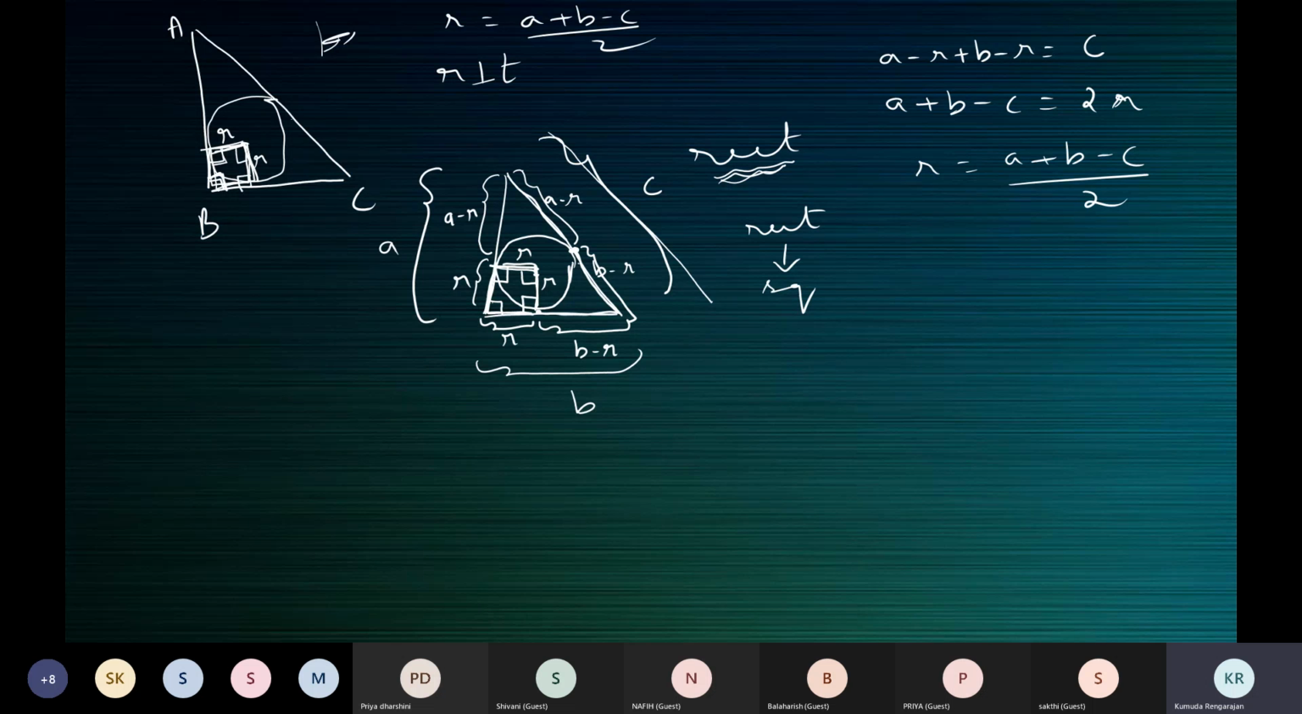Now how do you understand A plus B minus C by 2? Sum of the legs minus hypotenuse by 2. Don't just remember A plus B minus C by 2, but you need to know what A, B and C mean. A and B are the legs. C is the hypotenuse. So the inradius is equal to the sum of the legs minus hypotenuse by 2. So this is the value of the inradius.